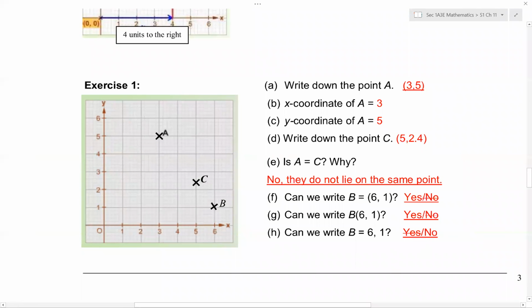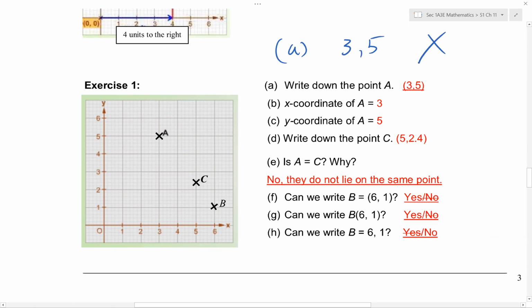Okay, so coordinates for point A: 3, 5. Who got it correct? Raise your hand, 3, 5. Now, out of those who raised your hand, do you draw the brackets? Yeah. If you draw the brackets, then it's correct. No brackets, wrong. Meaning, for part A, if you wrote 3, 5, wrong.